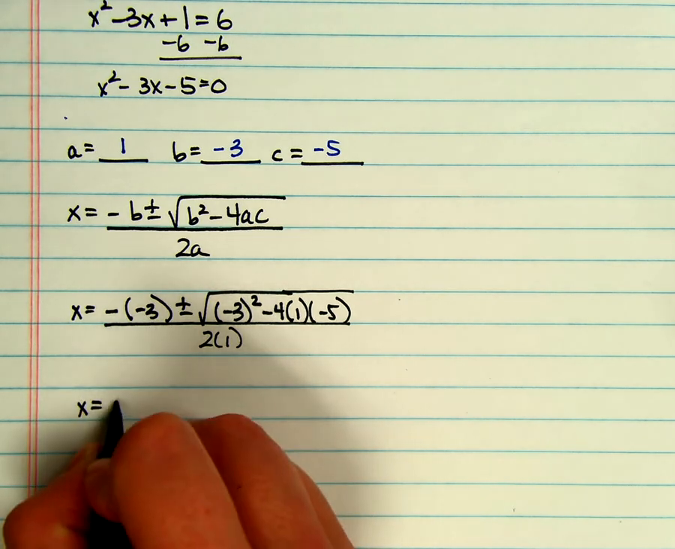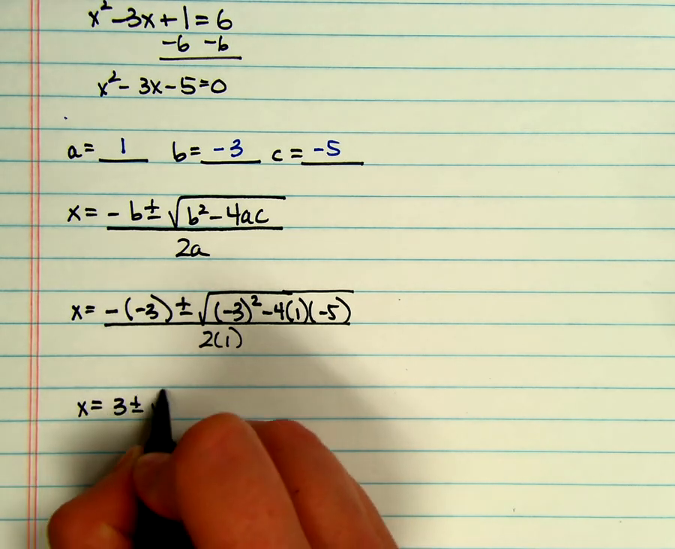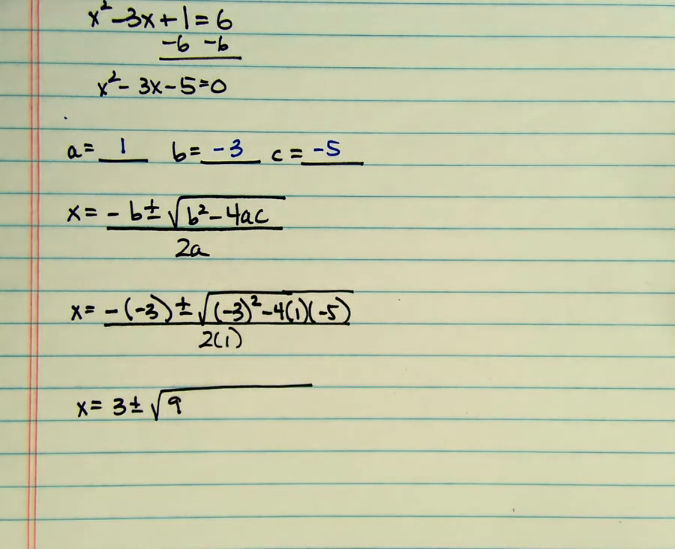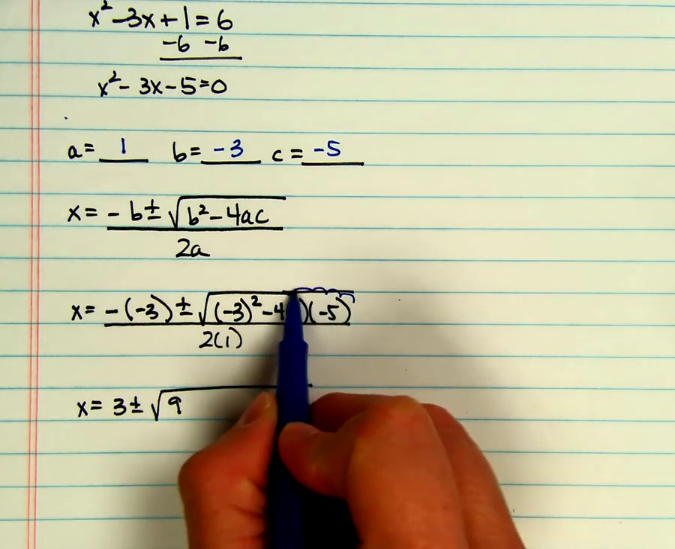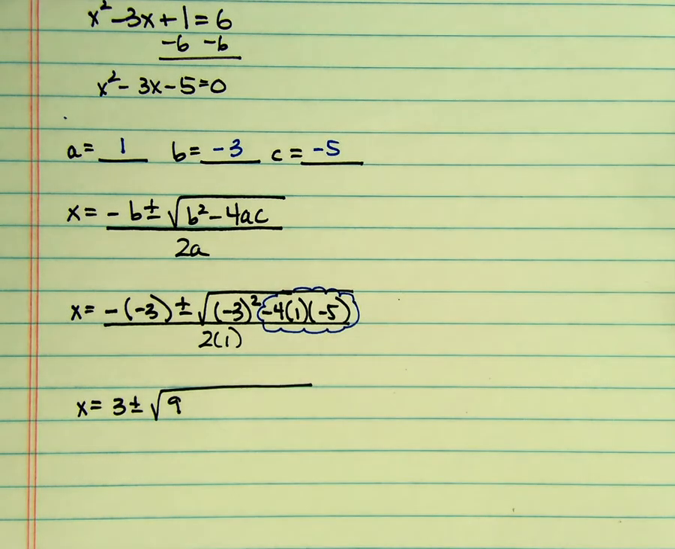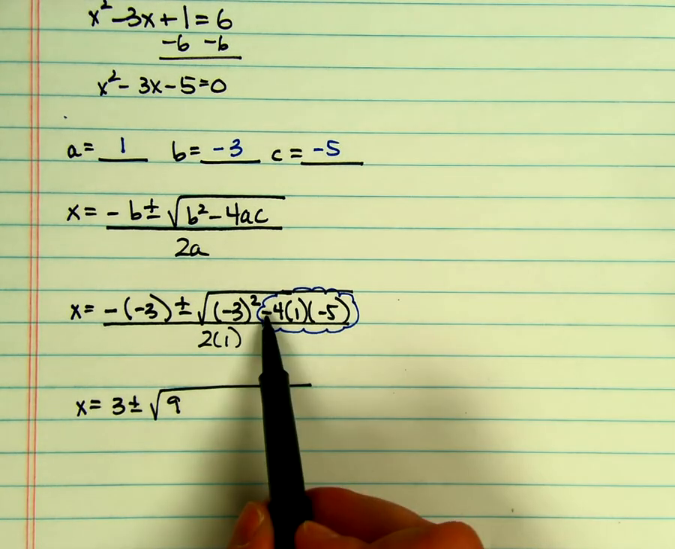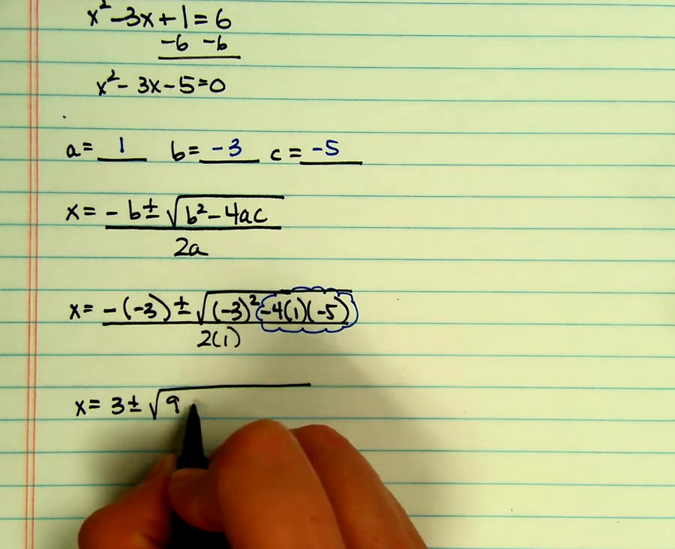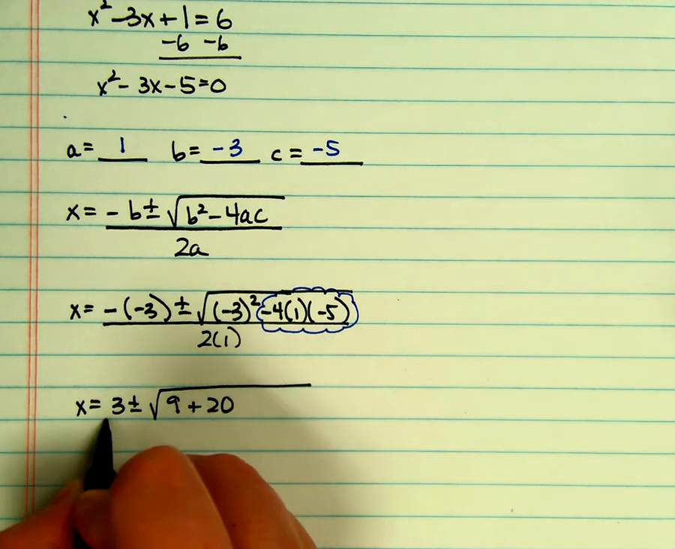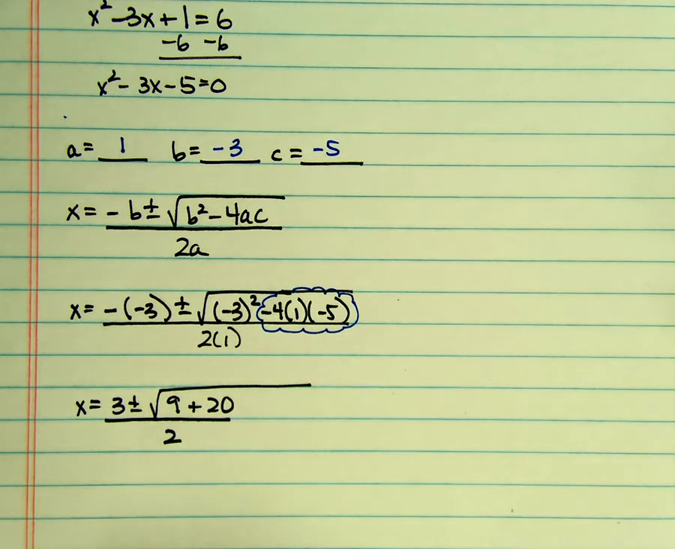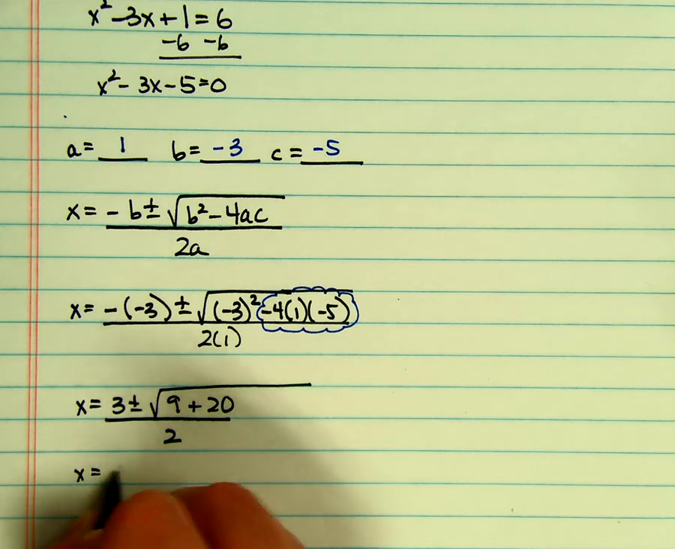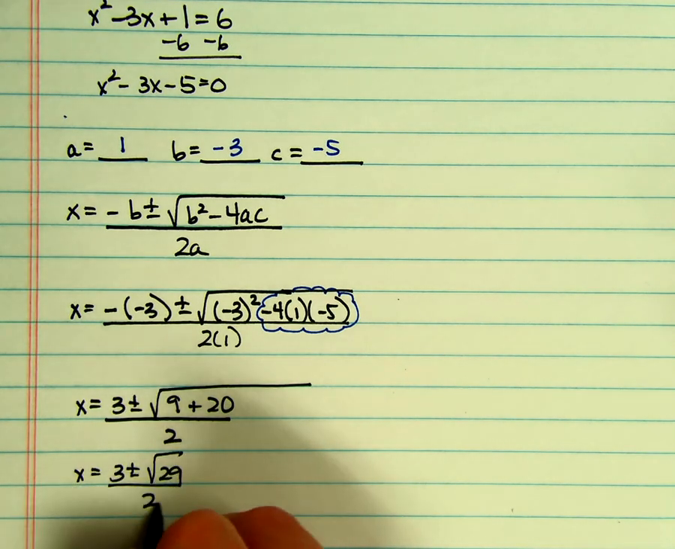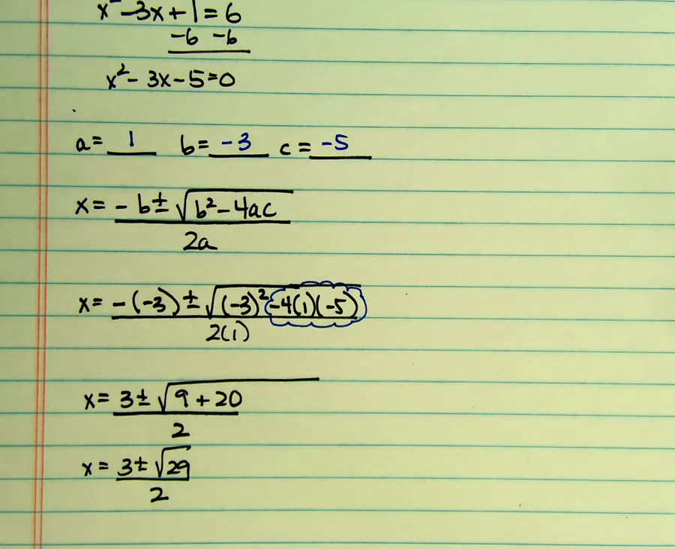Opposite of negative 3 is 3. Negative 3 squared is 9. I'm going to take all of this at once, and I know that a negative times a positive times a negative is going to give me a positive 20, all over 2. 3 plus or minus the square root of 29 over 2. And again, this should look very familiar.